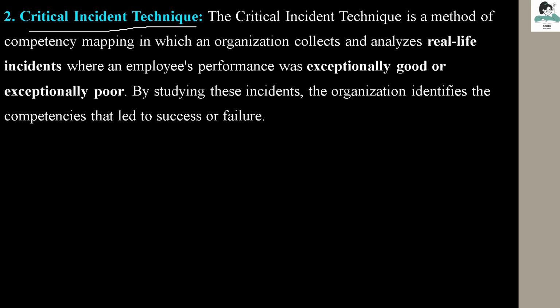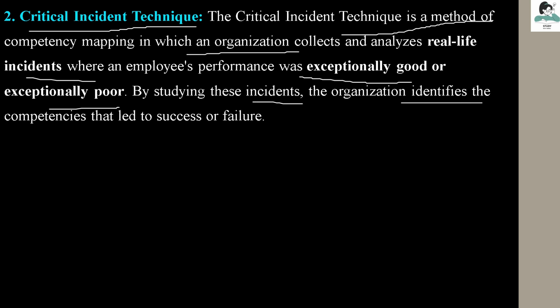The critical incident technique is a method of competency mapping in which an organization collects and analyzes real life incidents where an employee's performance was exceptionally good or exceptionally poor. In both cases, they will take the information and analyze it. By studying these incidents, the organization identifies the competencies that lead to success or failure.